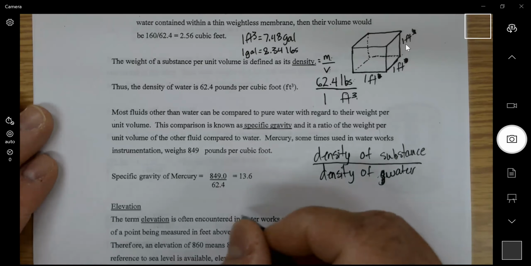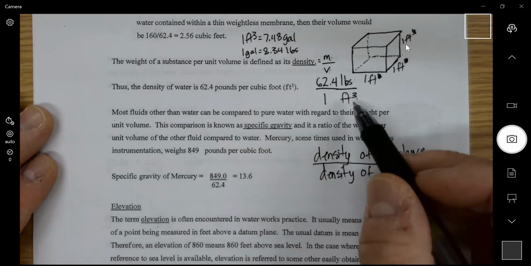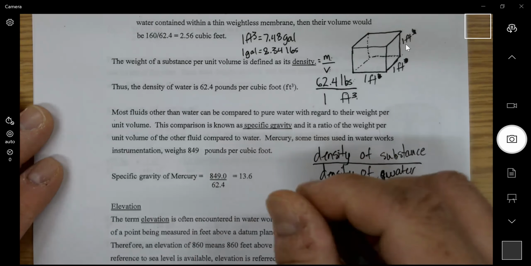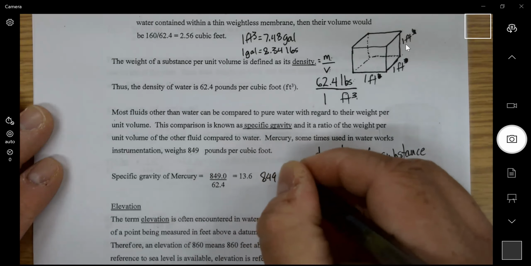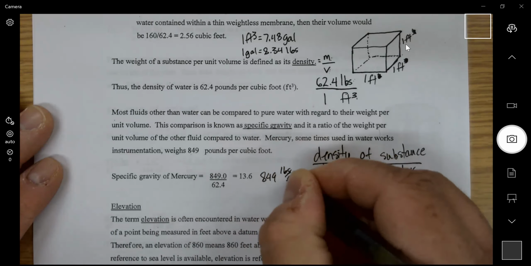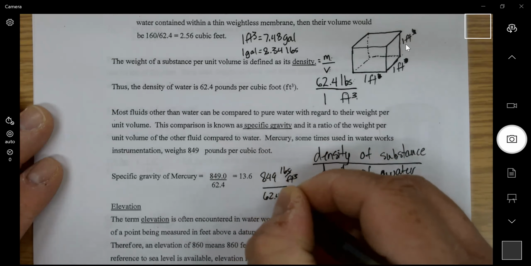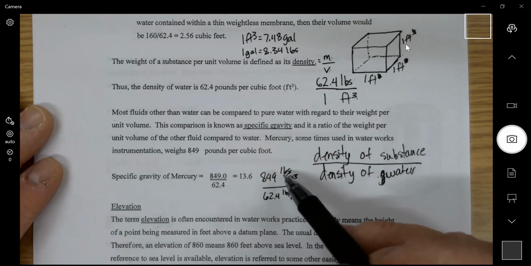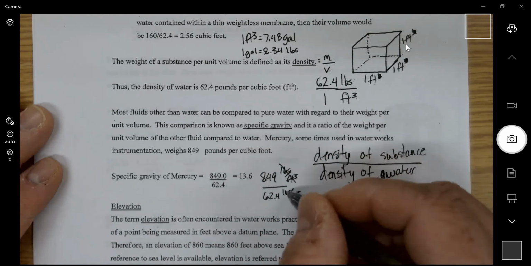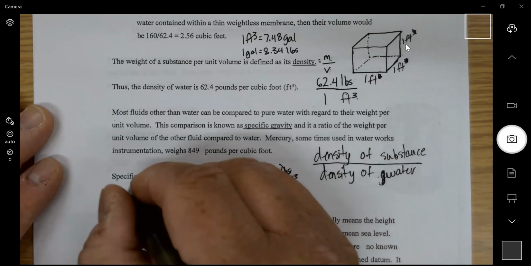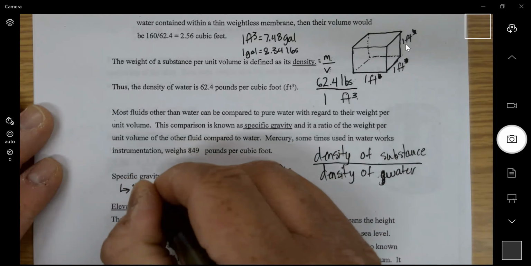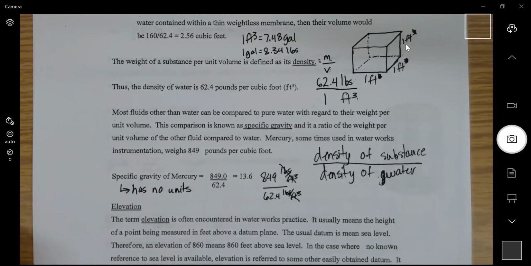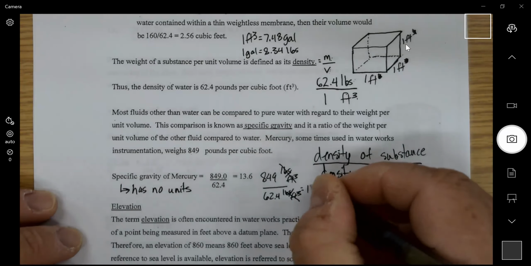But anyway, for the density in pounds per cubic foot, what we're doing here is we have 849 pounds per cubic foot divided by 62.4 pounds per cubic foot. We have learned what happens when you have units that are similar. They cancel, right? So first off, this has no units. It's very important to note that specific gravity has no units, okay? And when we do this, we get 13.6.